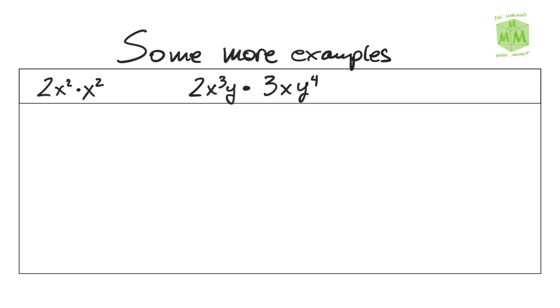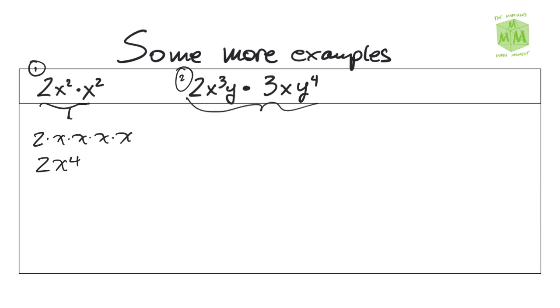Here we have a slightly more complicated exponential expression: 2x squared times x squared. If I were to write this whole thing out, I would have 2 times x times x times x times x. So I have 2, there's no other coefficients to multiply, and 4 x's, x to the 4th.